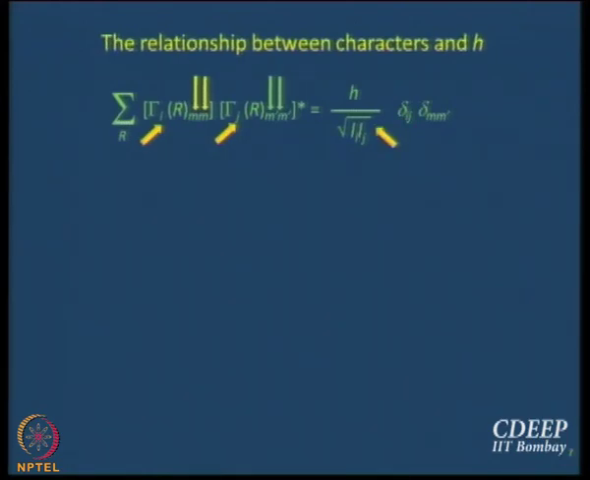What will happen if i is not equal to j? 0. So i has to be equal to j, and when i equals j, you have already told me that square root of Li Lj is equal to Li, delta ij equal to 1. So this is what you get: sum over R gamma i R mm gamma i R m dash star is equal to h by Li delta mm dashed.